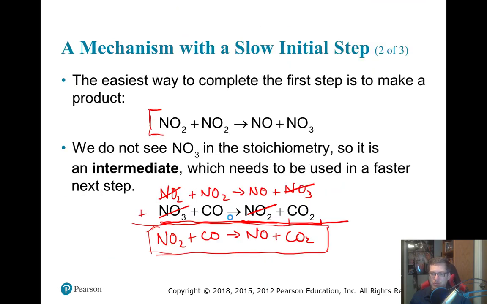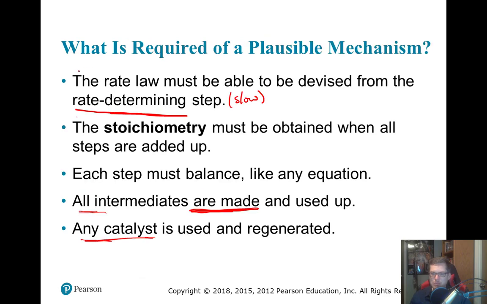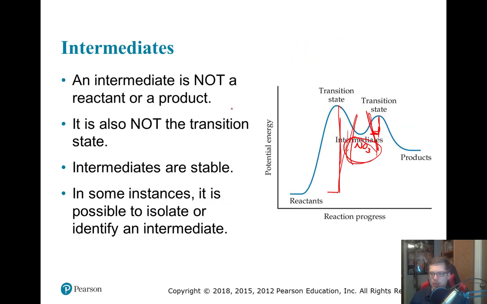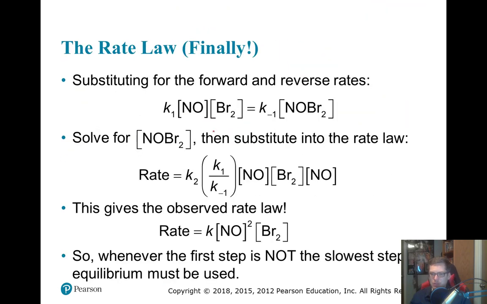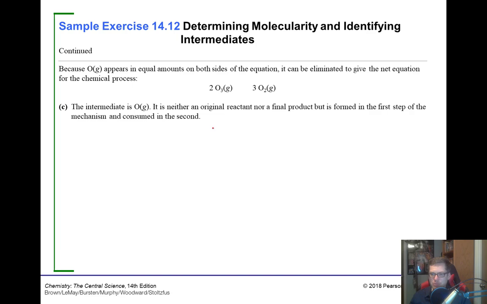All right, so this is what we mean by that phrase. Let's go back to our rules for reaction mechanisms. This is what we mean when we say that the rate law must be able to be devised from the rate determining step. We started with the slow step, and we did algebra in order to find the rate law. Okay. So let's do some practice problems.